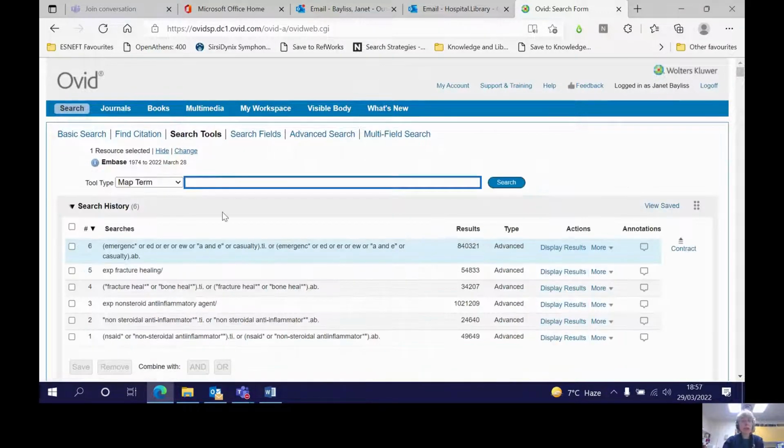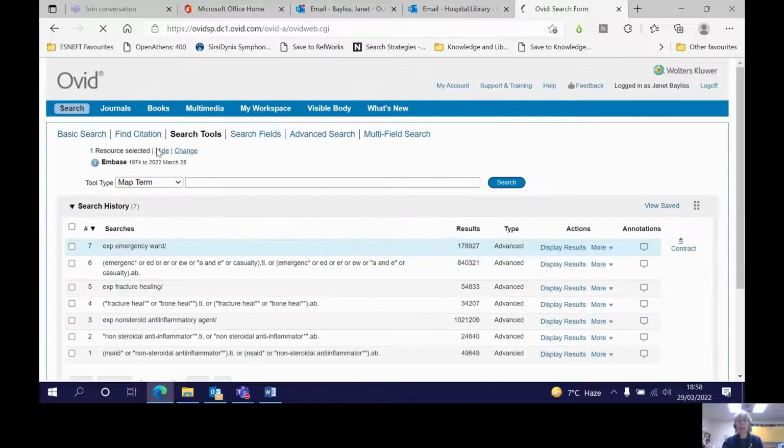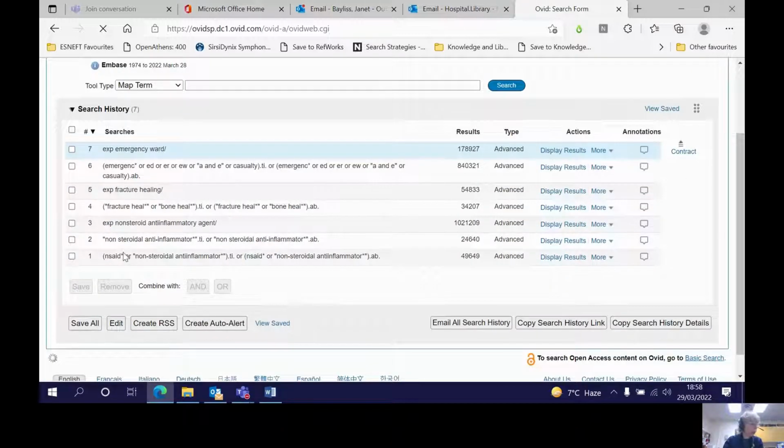I also need to check to see if emergency department is available as a subject heading, and there appears to be one for emergency ward. Oh yes, that's good. Okay, I will now explode it as I did before. I also need to include the subject headings, and I have now searched.